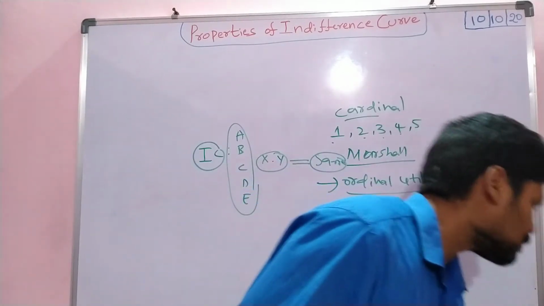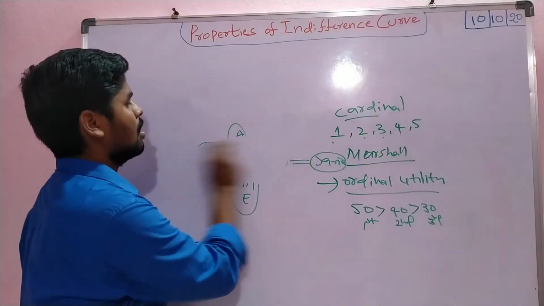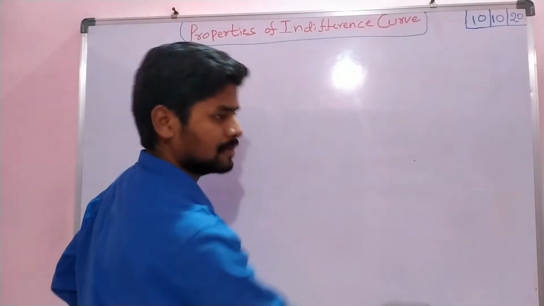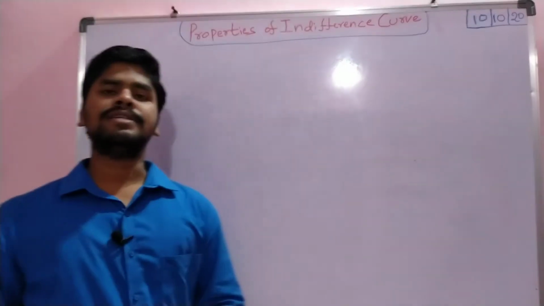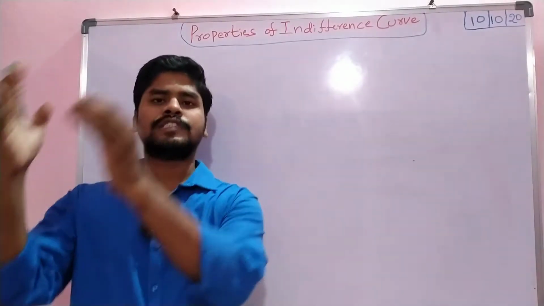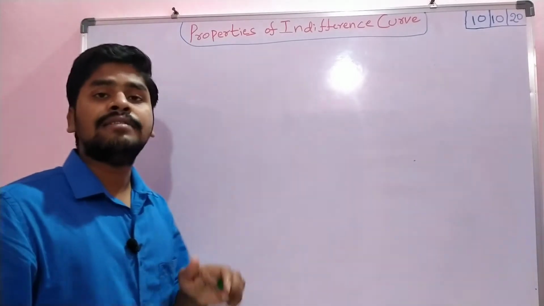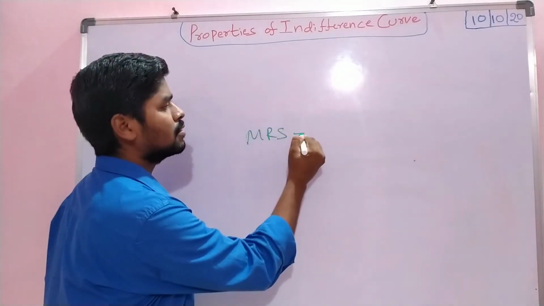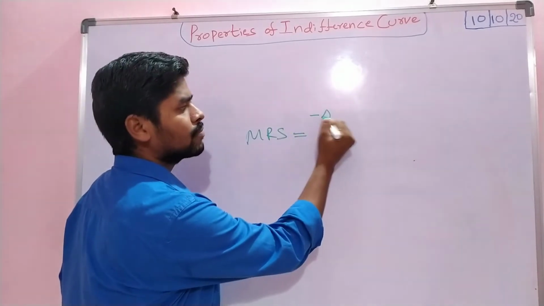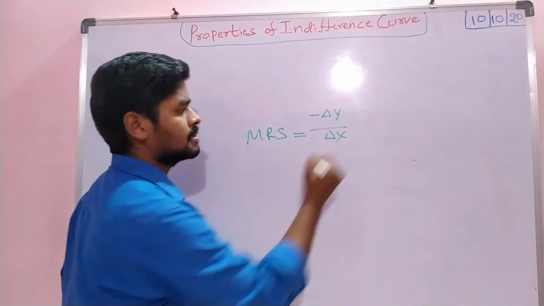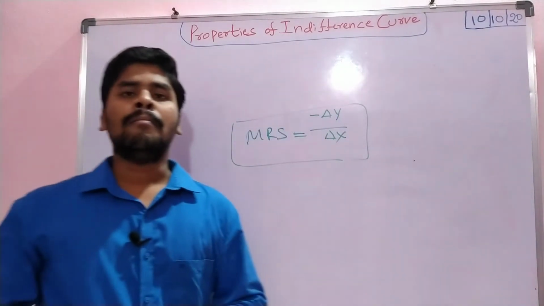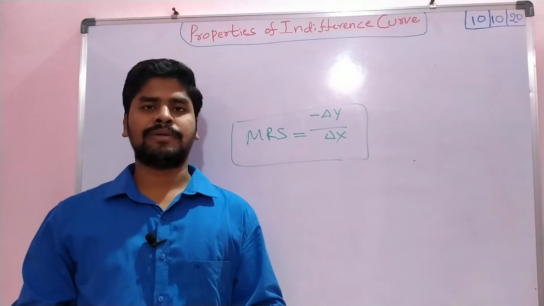So coming to what is MRS. MRS means marginal rate of substitution of X for Y. Let's understand the simple equation here: MRS equals delta Y by delta X. This is the equation for the marginal rate of substitution.